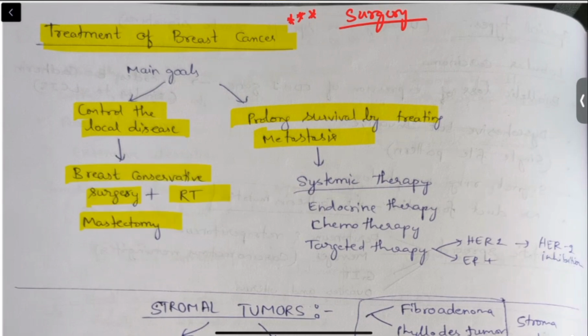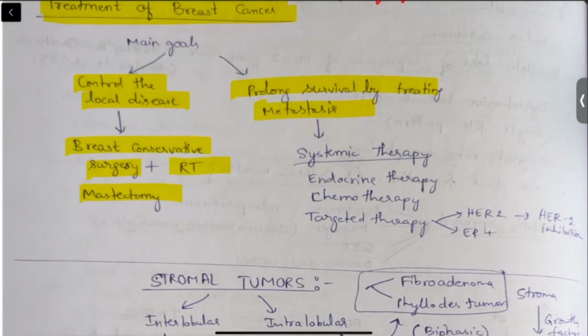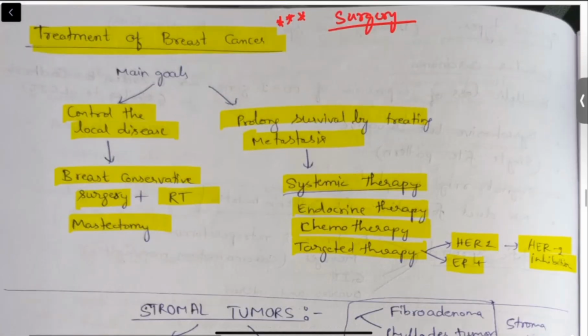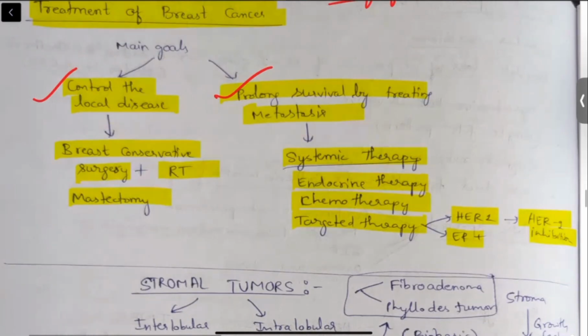Most of them will opt for prophylactic mastectomy. In order to prolong the survival, we can go for systemic therapy like endocrine therapy, chemotherapy, targeted therapy. Like for HER2 positive cancers, we can go for Herceptin or HER2 inhibitors, these drugs. And for ER positive, specific drugs for that. So based on this, we can control the disease and prolong the survival by treating the metastasis.